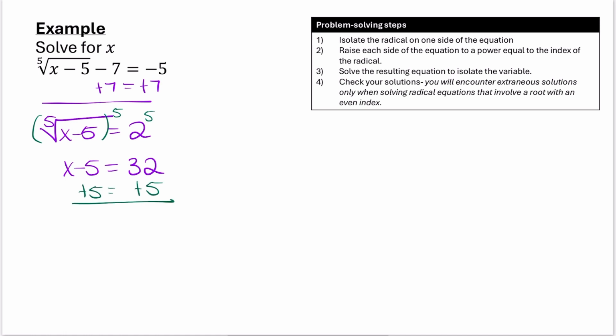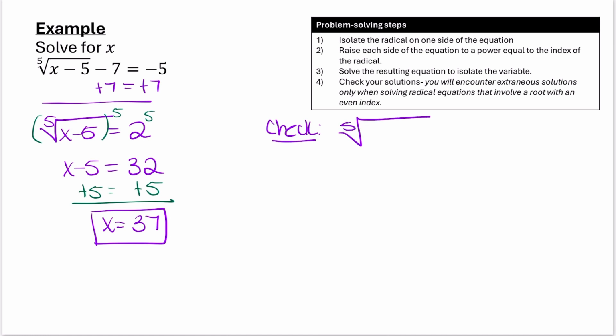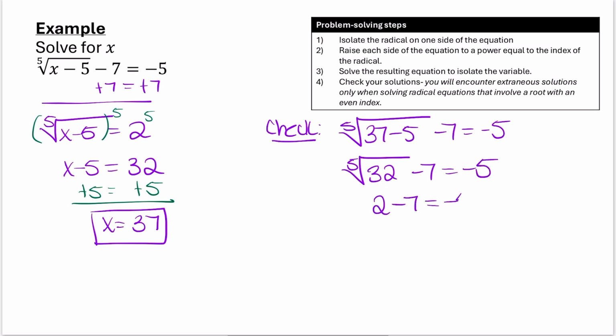Let's go ahead and check and make sure that we found a solution that works. So we have the fifth root of 37 minus 5, minus 7 equals negative 5. That tells me the fifth root of 37 minus 5, that's 32, minus 7 equals negative 5. The fifth root of 32 is 2, so 2 minus 7 equals negative 5, which is in fact true. So now you can pause the video and try doing this example on your own.